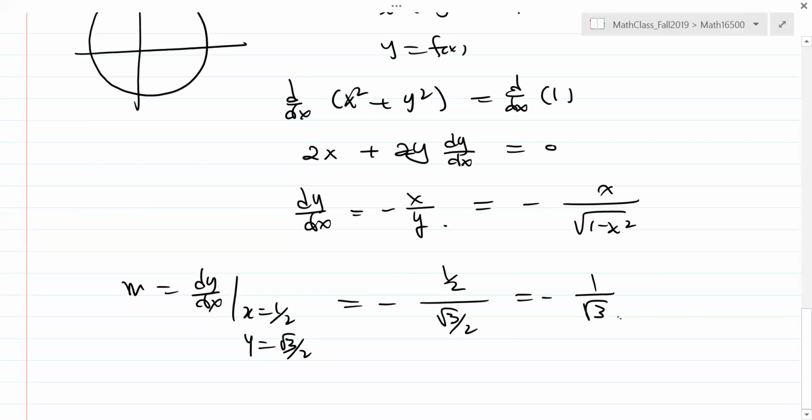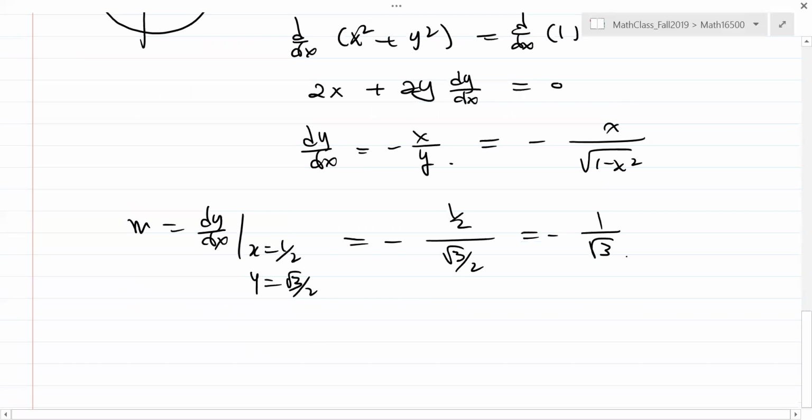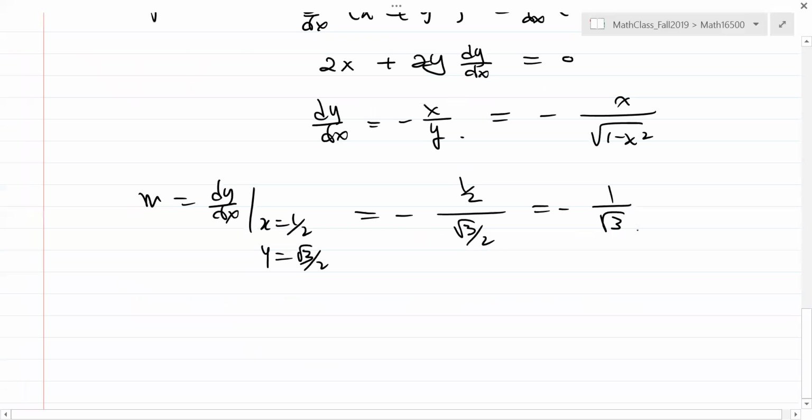Okay, I like this second method. It's called implicit differentiation. You don't need to solve for y in terms of x and then find the derivative. You can find the derivative directly. Okay, you just view y as a function of x in your mind. You don't need to write it down. How does y depend on x?